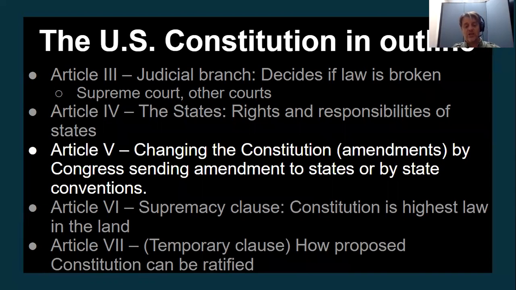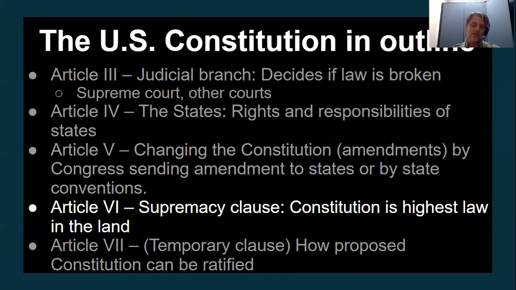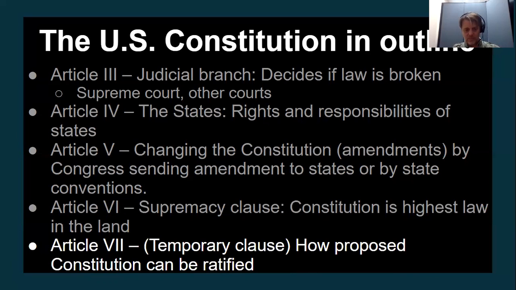Article 5 talks about how to change the Constitution. That's happened 17 times. There's 27 amendments, but remember the first 10 came in a batch. So the Constitution has been changed 17 times since its initial ratification. Supremacy Clause, Constitution is the highest law in the land. There's no other law that's higher. There's no treaty. There's no other authority higher than that in the United States. And Article 7, this one was temporary, and it just tells us how the Constitution was to be ratified, which it was. So this is no longer appropriate.